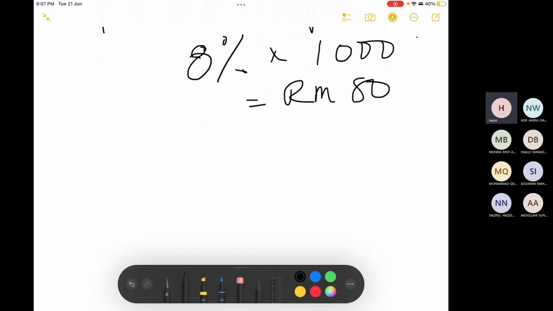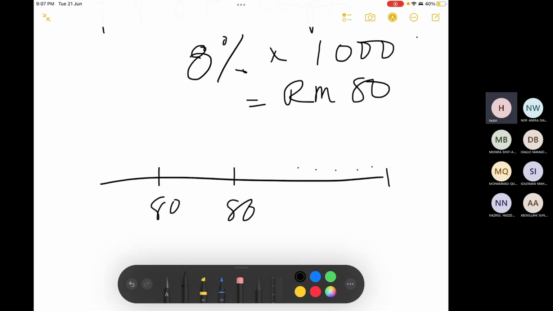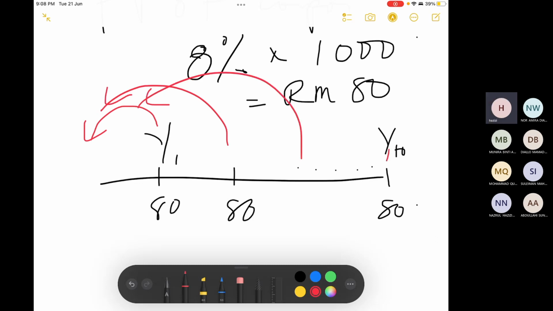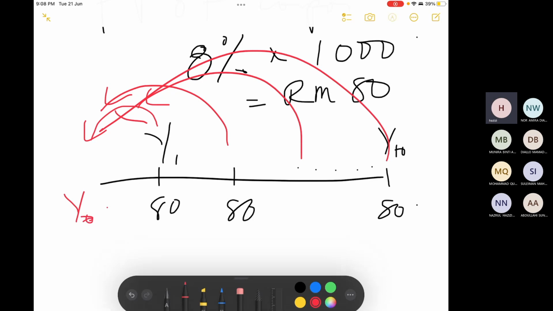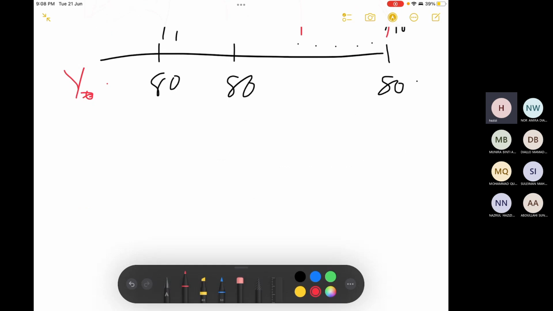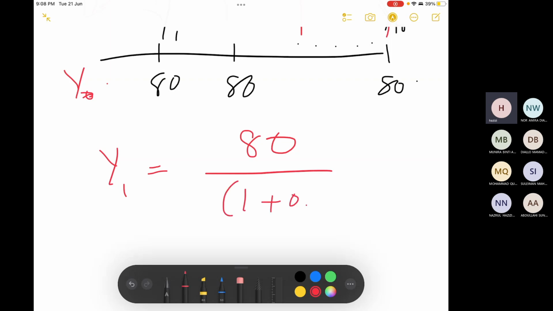Okay, so now you have 80 ringgit, and until year 10, this is year 1, you're going to receive the coupon payment, right? So your task now is to discount this one by one to the present day. How are we going to discount this? For the first year, we're going to divide the 80 ringgit by 1 plus 0.05 to the power of n.